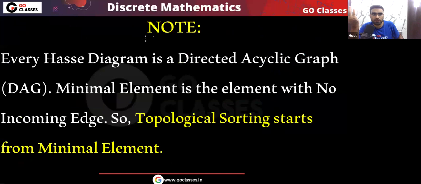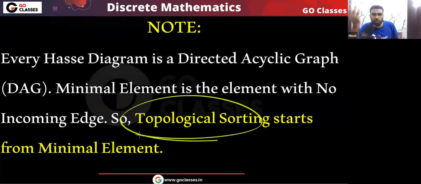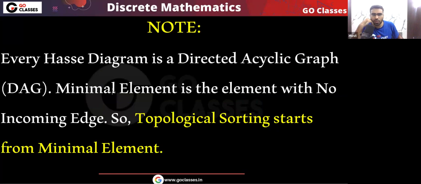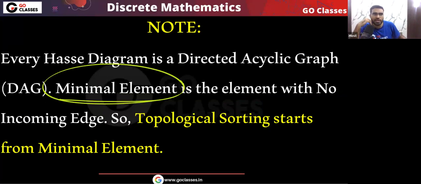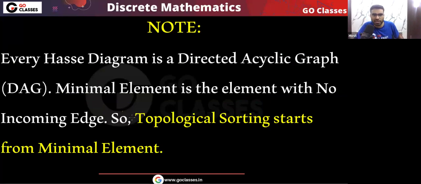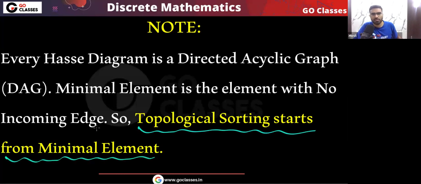So this is the note. This is your last note. Every hash diagram is directed acyclic graph, so you can find the topological order. In topological order, the starting point is a vertex with no incoming edge. In the hash diagram, this type of element is minimal element. Minimal element is the element with no incoming edge. So topological sorting starts from minimal element. Is this point clear? This is the final conclusion: topological ordering starts from minimal element. Delete the minimal element and keep going on. So your topological ordering will start from minimal element.